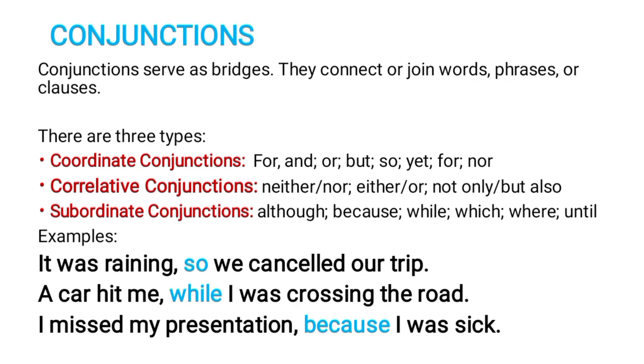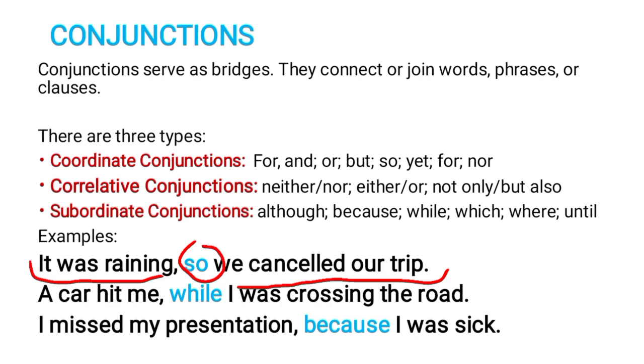Examples: it was raining, so we cancelled our trip. So is a conjunction here. So it's actually connecting or joining the two sentences. If we remove so, the result would be two separate sentences. It was raining, we cancelled our trip. So the two clauses are actually connected with the help of the conjunction so. And so is an example of coordinate conjunction.